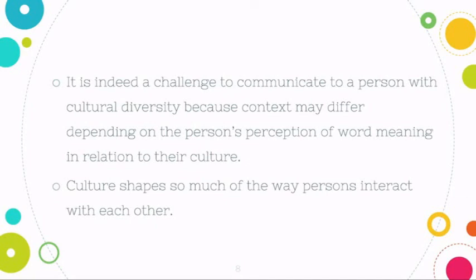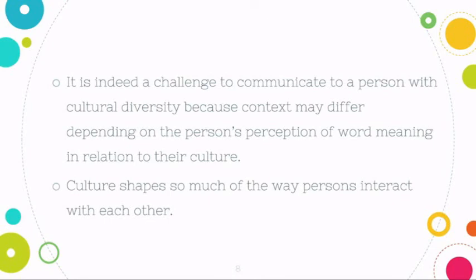It is indeed a challenge to communicate with a person with cultural diversity because context may differ depending on the person's perception of word meaning in relation to their culture. When we talk about context, it has something to do with the setting. It also has something to do with the experiences that the communicators have. For example, in which context are you going to use such a word? The profession of a person also has an impact on the context. So, the context is the communicative setting.